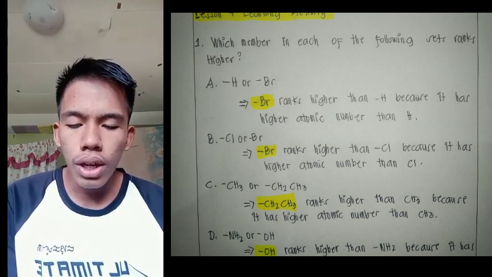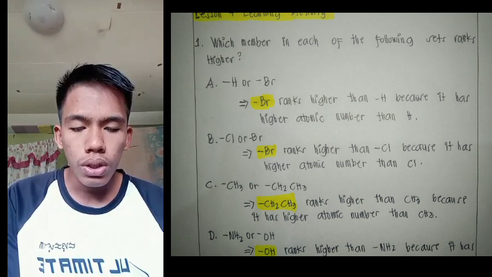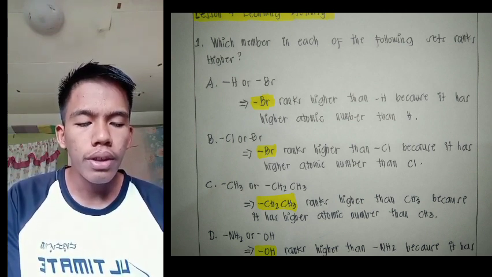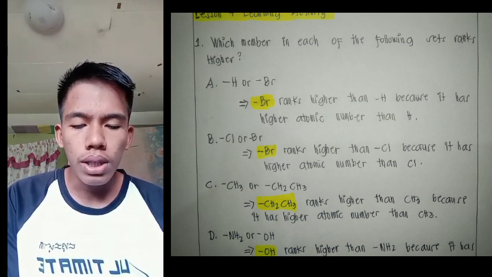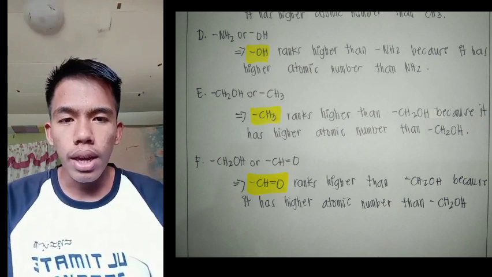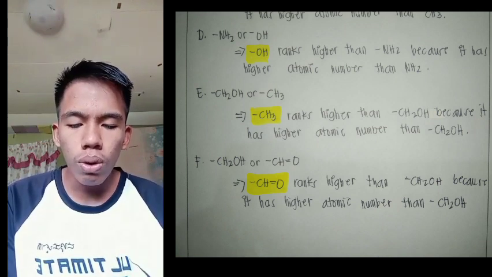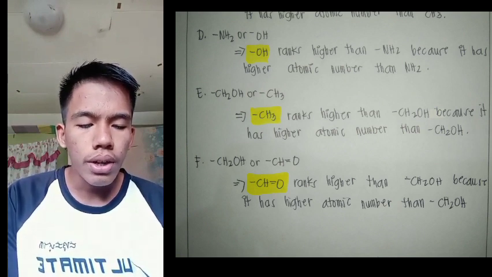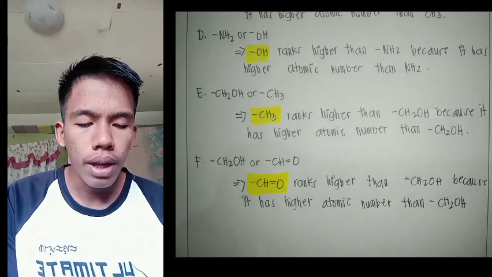C is CH3 or CH2CH3. CH2CH3, ethyl, ranks higher than CH3 because it has a higher atomic number than methyl. D is NH2 or negative OH. OH ranks higher than NH2 because it has a higher atomic number than NH2.